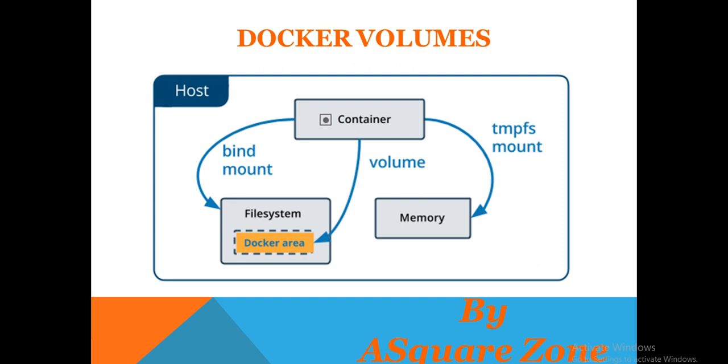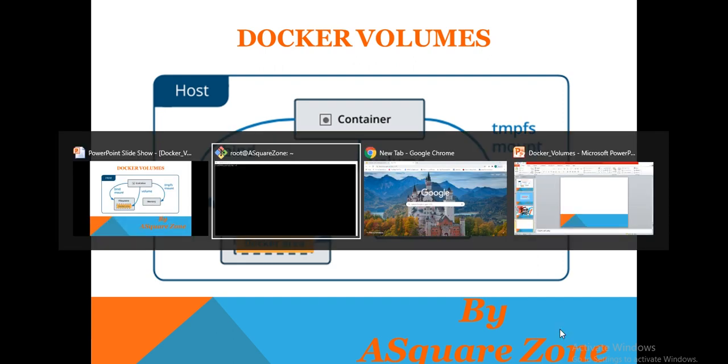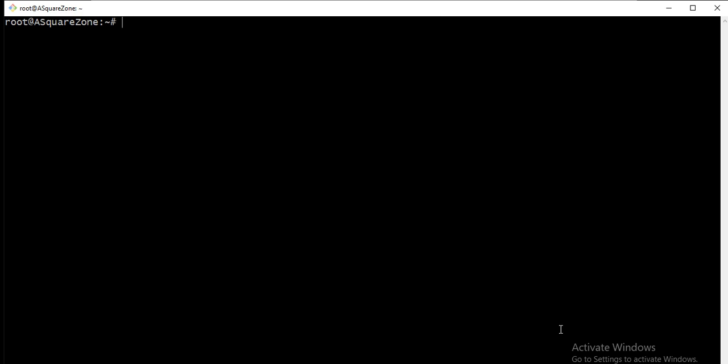For this we need an Ubuntu server. I have already launched my Ubuntu server, and we need to check whether Docker is installed on this server. For working with Docker volumes, we need Docker on our server. So we will check the Docker version here. Using docker -v, we can see the Docker version is 19.03.12.